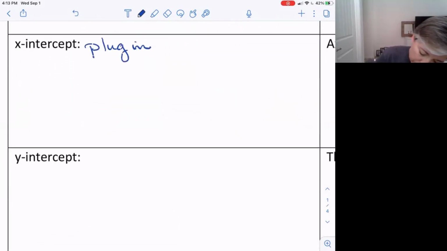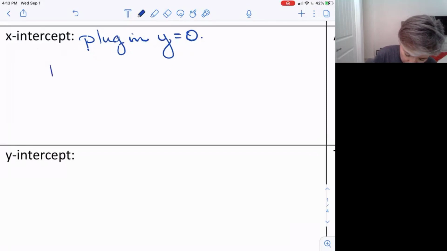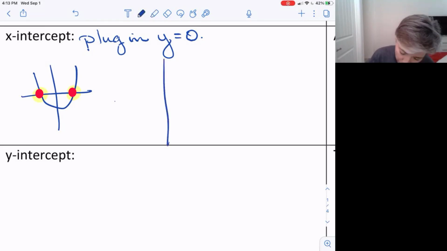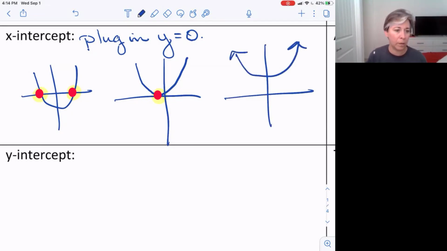Remember how to find x-intercepts? We're going to plug in y equals 0. And for parabolas, there are 3 possibilities. We can have 2 x-intercepts, here and here. We could have 1 intercept if it only crosses the x-axis once. Or it's possible that it doesn't cross the x-axis at all. So we can have 2 x-intercepts, 1 x-intercept, or no x-intercepts.